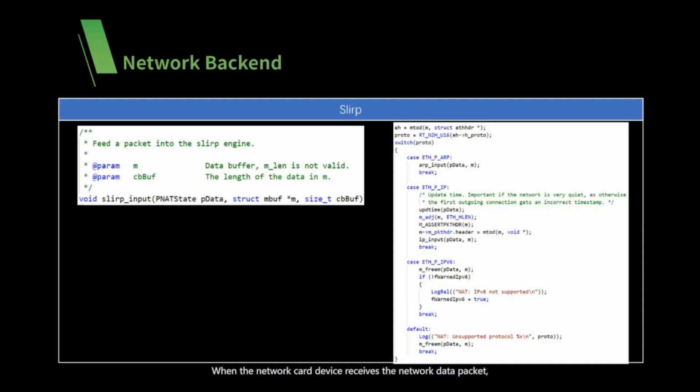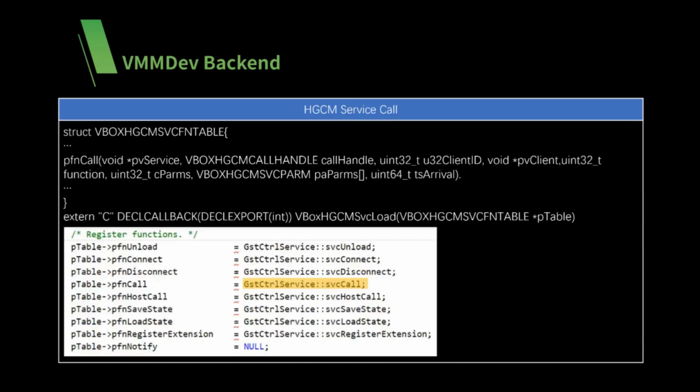When the network card device receives the network data packet, it will be sent here for the processing of the Ethernet or IP protocol stack. Next is VMM Device Backend.